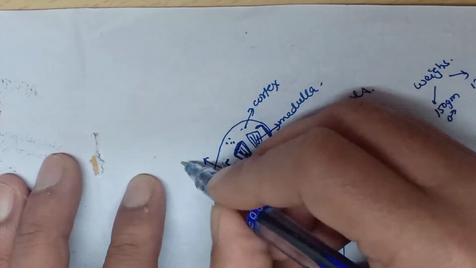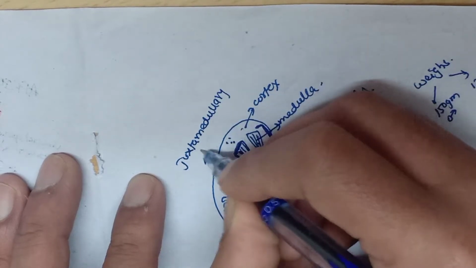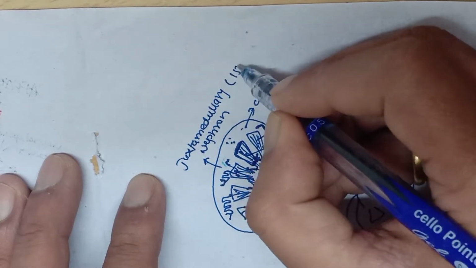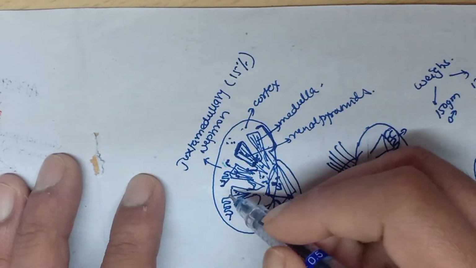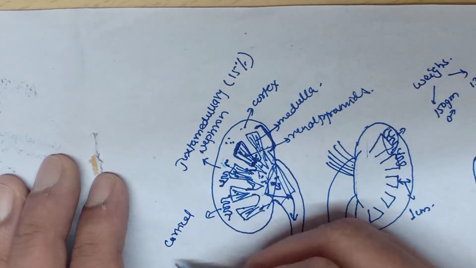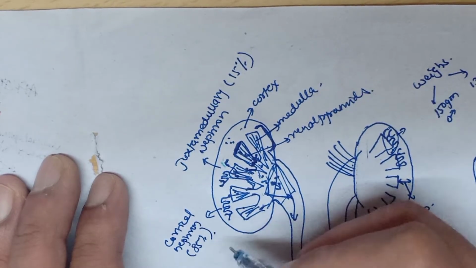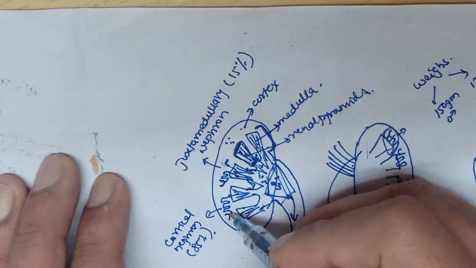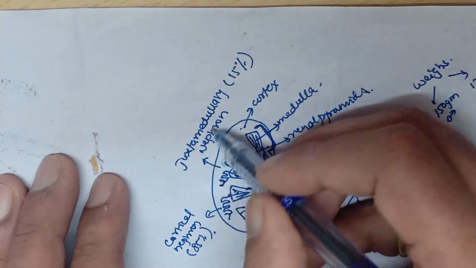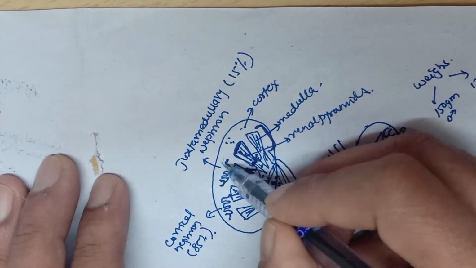So the juxtamedullary nephron constitutes about 15% of nephrons, whereas the cortical nephron constitutes about 85% of the total nephrons. In cortical nephron, all the glomeruli and the tubules lie within the cortex, whereas in juxtamedullary nephron, the nephron will send its loop of Henle into the medulla.